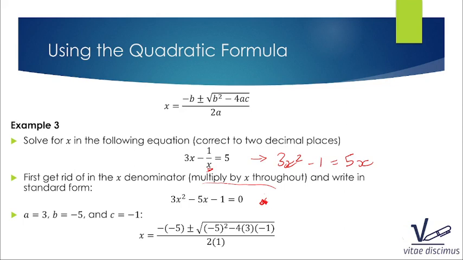So in our standard form, that's our equation, 3x squared minus 5x minus 1 equals 0. Then you see now that a is 3, b is minus 5, and c is minus 1. And using that, you plug into the formula to solve for x.